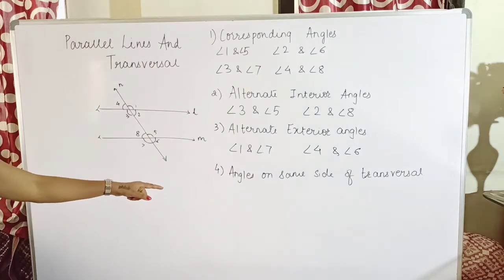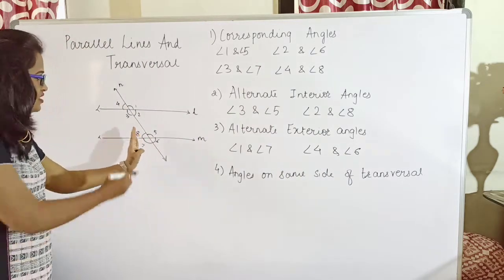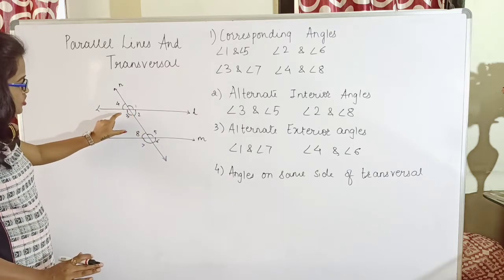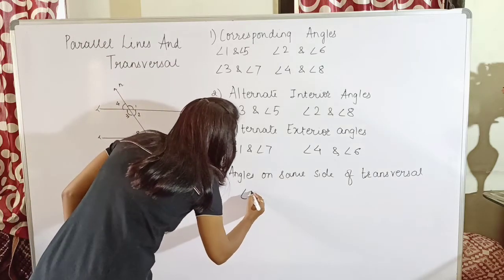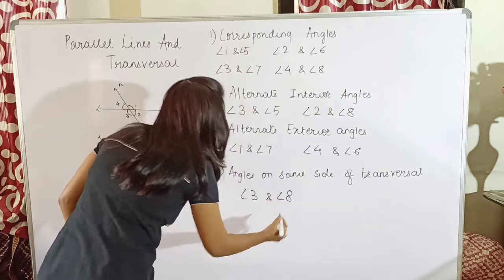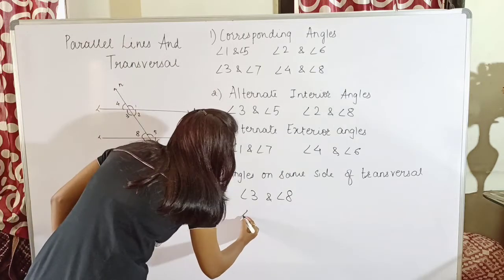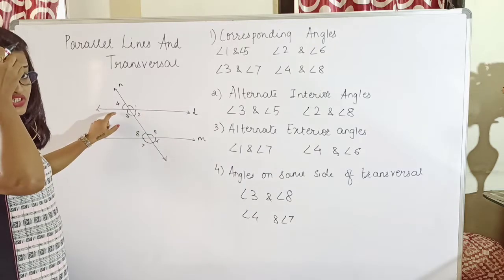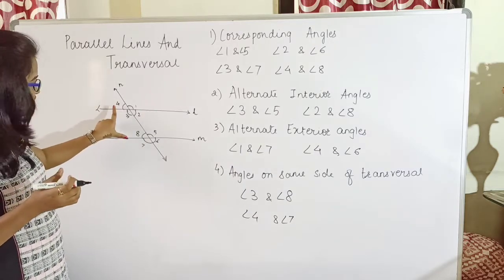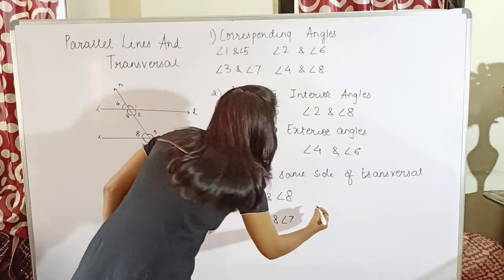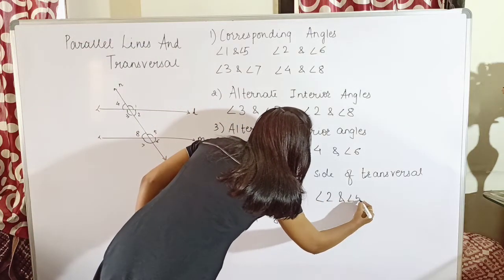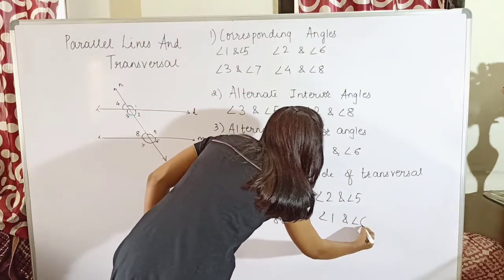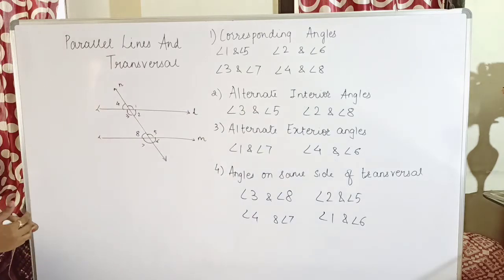And the last one, angles on the same side of transversal. So this is your transversal, all the angles on the same side of transversal, that too on the interior side. So angle 3 and angle 8. Similarly, angle 4 and angle 7. Here you are considering the pair angles on the same side of transversal, interior angles as well as the exterior angles. Similarly, angle 2 and angle 5, whereas angle 1 and angle 6. So these are all the pairs which we have found.